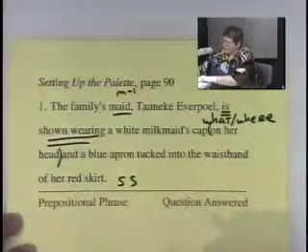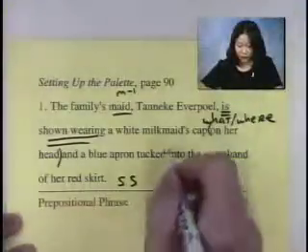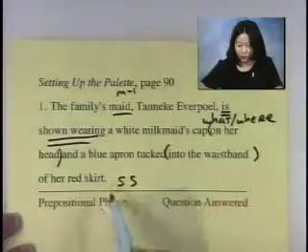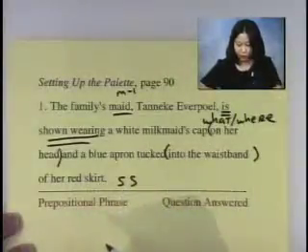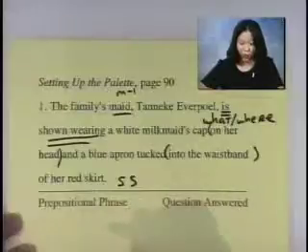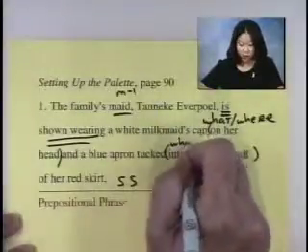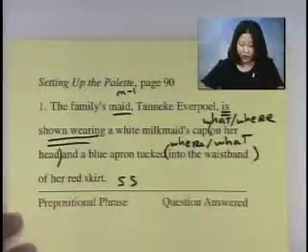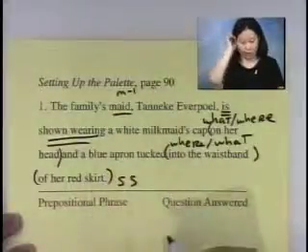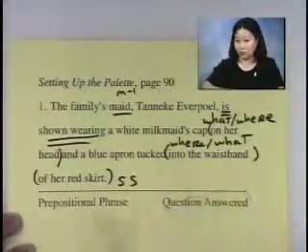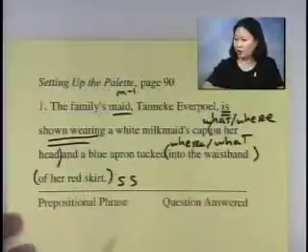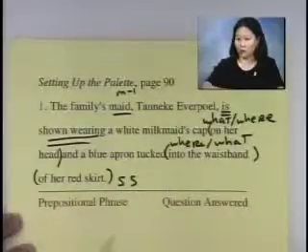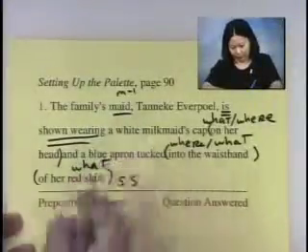What else did you find, Maritza? Into the waistband. Okay, stop on that one. Wearing a blue apron tucked into the waistband. Into the waistband answers where? Could be where. Could also be what, right? Any more? Of her red skirt. And that clearly answers... Where? I don't think I get a where out of that. I'm going to back it up. Tanneke Everpole is shown wearing a blue apron tucked into the waistband of her red skirt. Of what? Questions on that example, people?